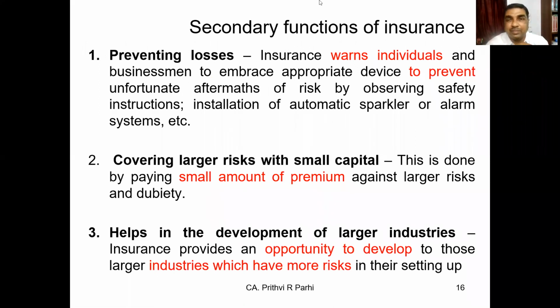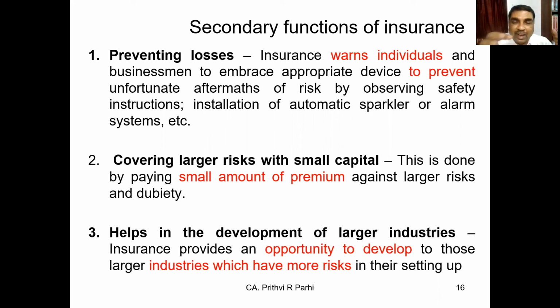Coming to secondary functions, insurance prevents losses. When the policyholder approaches and goes for an insurance policy, he gets a warning, or he himself assesses that he is exposed to these kinds of risks, and there is a need to get protection against those losses. So insurance warns individuals and businessmen to embrace appropriate devices to prevent those risks. So it gives a kind of warning. It indirectly assesses the risk.